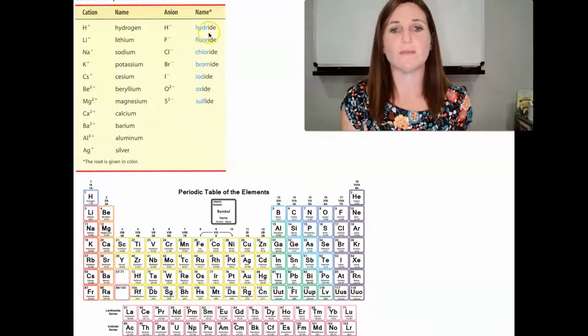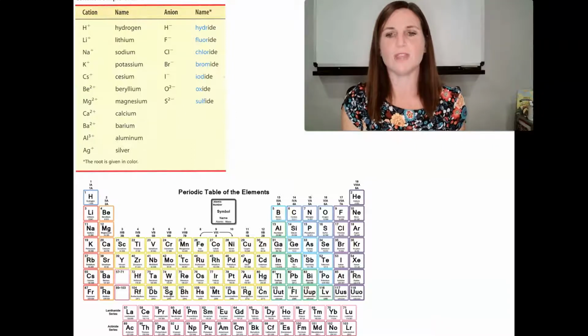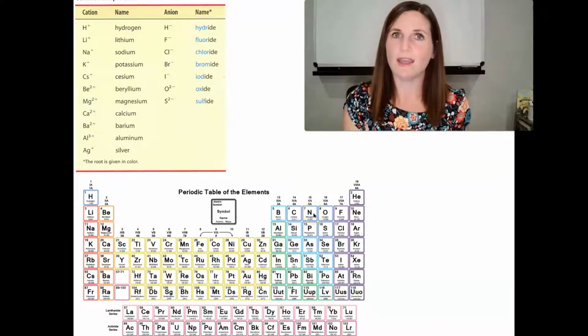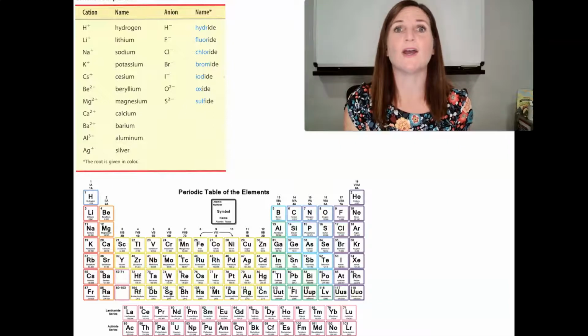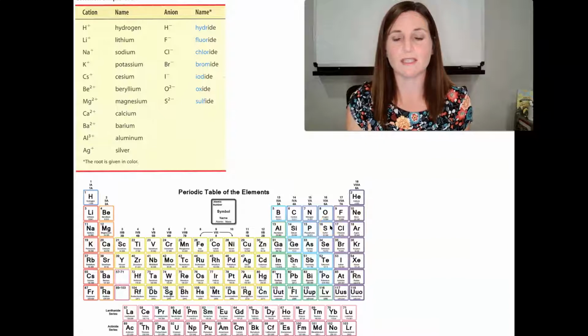For the anions, we keep the root and we change it to IDE. So if it's hydrogen, it becomes hydride. Fluorine becomes fluoride. Chlorine, chloride. Bromine, bromide. Iodine becomes iodide, which is a funny one. Kind of sounds tricky. Oxygen becomes oxide. Sulfur, sulfide. Nitrogen, can you guess, becomes nitride. Good. Phosphorus becomes phosphide. And so those are the anions that we have to consider their name.